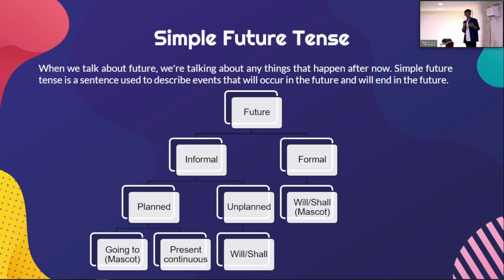Cannot be friends with, just with the subject when you use the subject I and we. That's it. And then for the formal we can use will or shall, and that was the mascot of this simple future tense. And as the informal, we divided it in two. There is a planned and unplanned. What does that mean? Unplanned, we can use will or shall. Something that we don't think about, and then we say that we want to do, but we don't think about that before. And then the plan, we have planned that thing. Like we plan something for in the future, and we want to say it. Next slide.